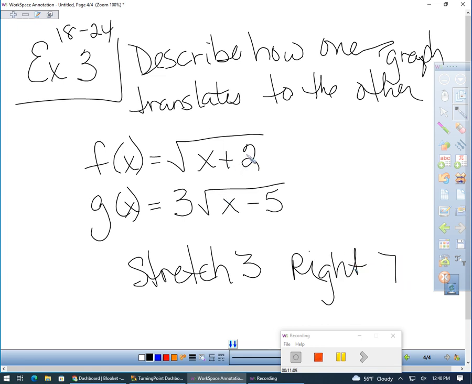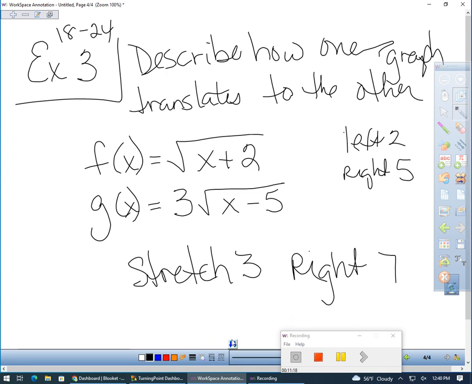This one started off as left 2. This one is right 5. So how do I get from left 2 all the way to right 5? I have to go right 7. Those seem pretty easy? Okay.